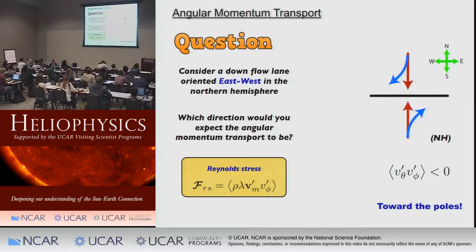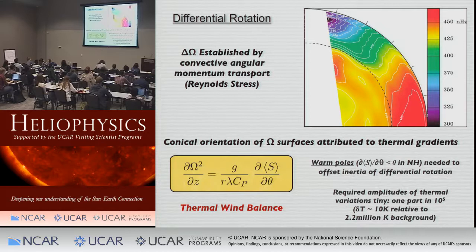All right, so that differential rotation, fast equator, slow pole, is set up by that Reynolds stress, by those banana cells. But why the conical orientation? That's hard to understand, but it's attributed to thermal gradients. So this here is called thermal wind balance. It's basically the same thing as that Mach balance, but without the magnetic fields. So if you have Mach balance and you toss out the magnetic fields, then it's called geostrophic balance.